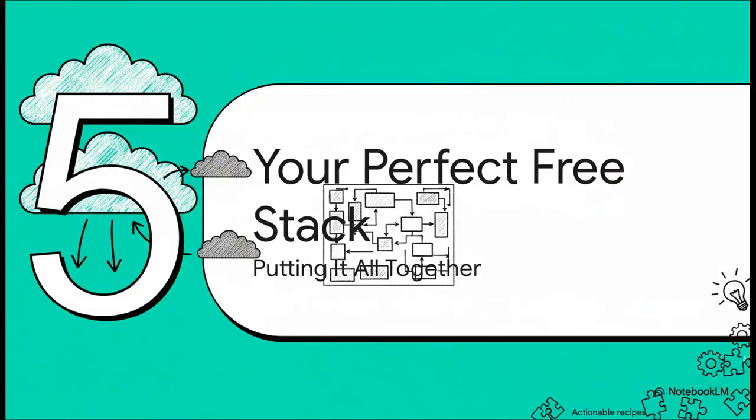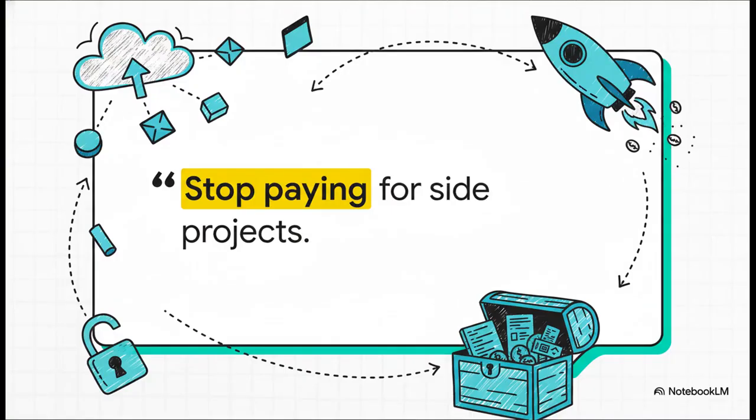Okay, we've looked at all the options for each of our 3 layers. Now for the best part. Let's put it all together. Let's create some perfect, actionable recipes that you can use for your very next project. This is really the core principle we've been working towards. As a popular guide on this topic says, it's time to stop paying for side projects. The goal is to empower you to build and launch without cost ever being a barrier.